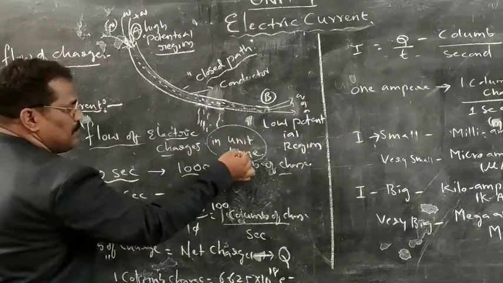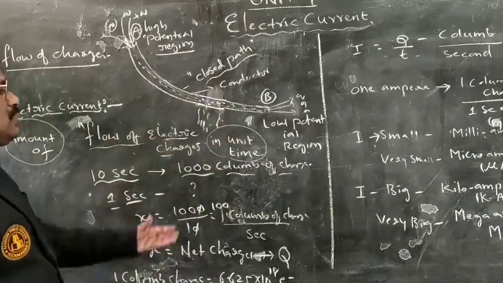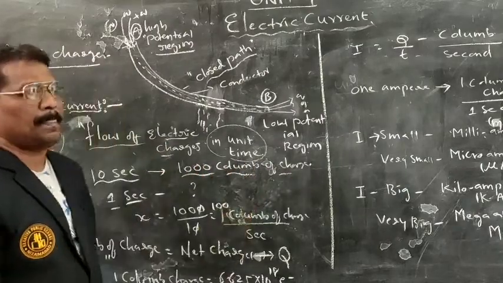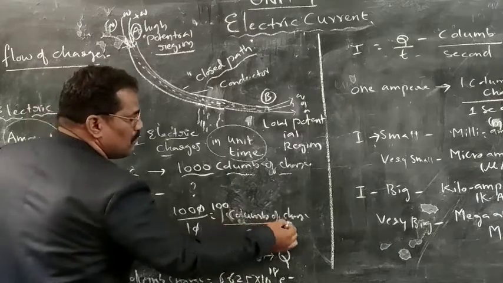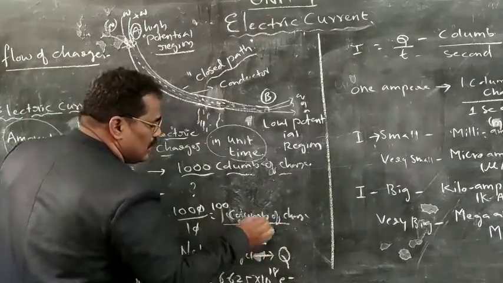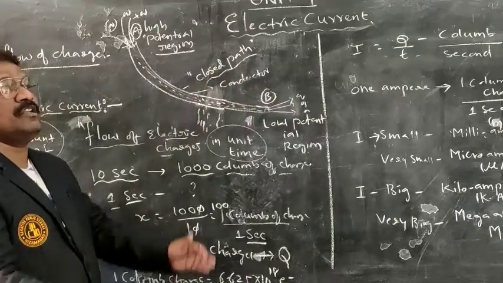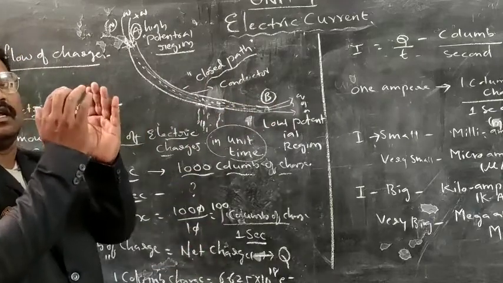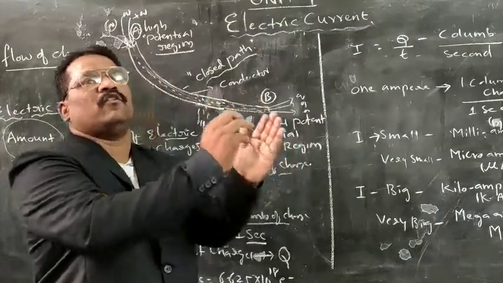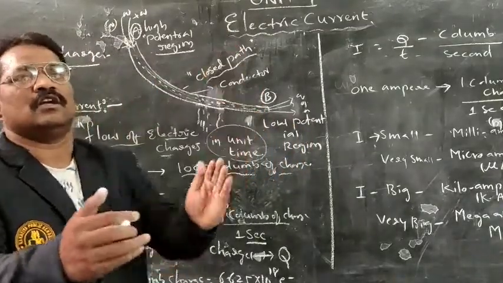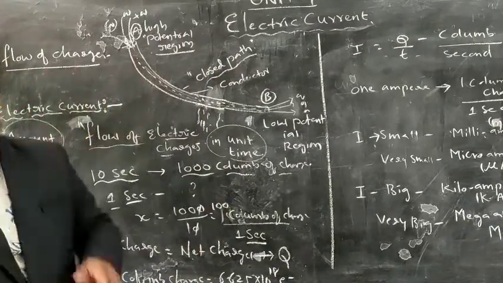In a unit time interval, let us discuss it in 1 second. How much charge, how many coulombs, can flow? If 100 coulombs of charge travel from high potential to low potential per 1 second, then 100 coulombs of charge are flowing from the high potential region to the low potential region per unit time interval.